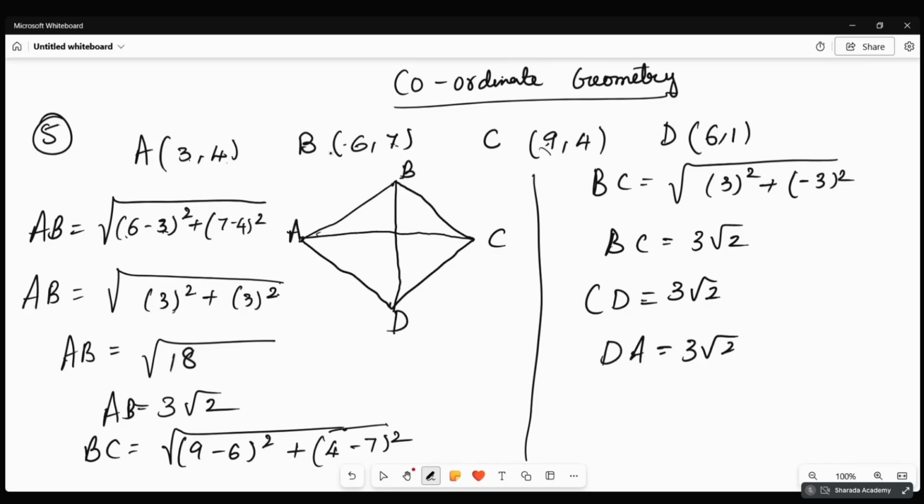Now calculate AC and BD. Keisha, can you see the screen? Yes, ma'am. Okay.